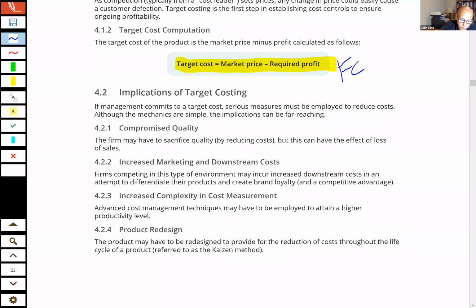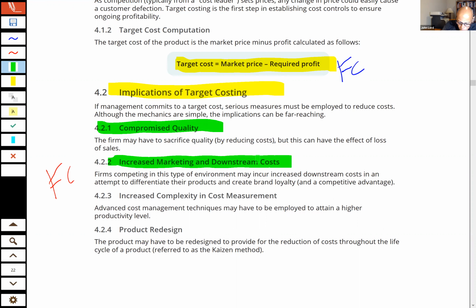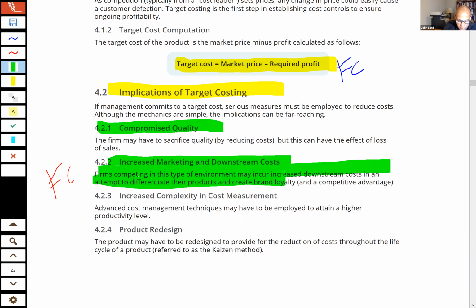And so let's flashcard some of these, because again, that starts to get into the pros and cons of these different ideas. So let's flashcard that. Compromise quality, right? Hey, we got to have this profit. We got to keep this cost here. So let's cut back on the materials or something, along those lines. Increased marketing and downstream costs. Firms competing in this type of environment may incur increased downstream costs and attempt to differentiate their product, create brand loyalty. Increased complexity in cost measurement.